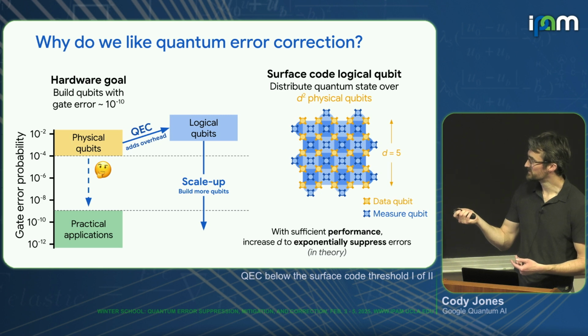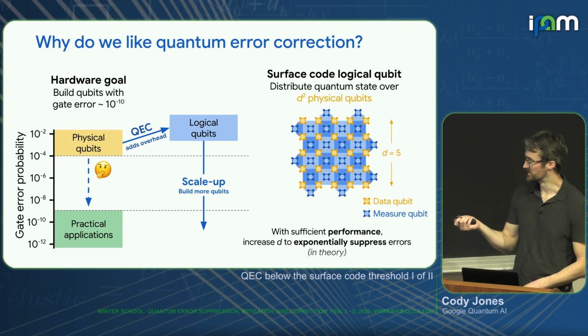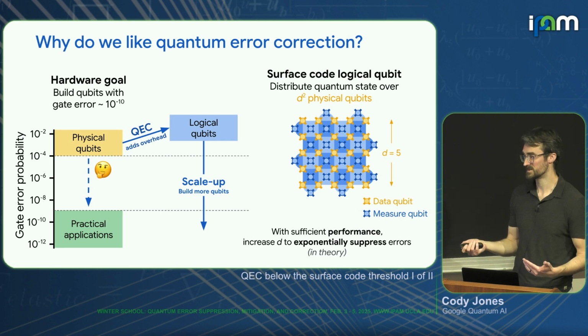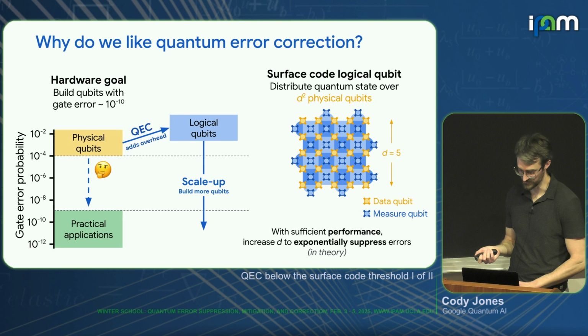At its simplest implementation, a surface code is a d by d square of data qubits. In this case, d equals 5. Interleaved with it is about the same number of measure qubits, about 1 measure qubit per data qubit. And as we showed in the previous expression, if lambda is significantly greater than 1, then we can be suppressing errors exponentially in this distance parameter, which is the side length of the square.